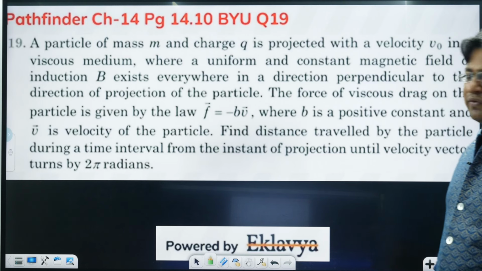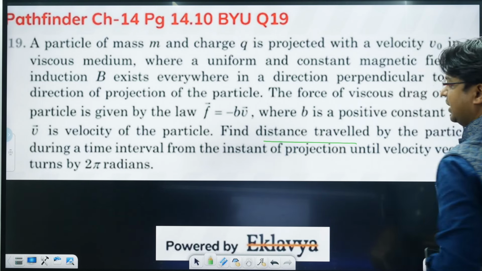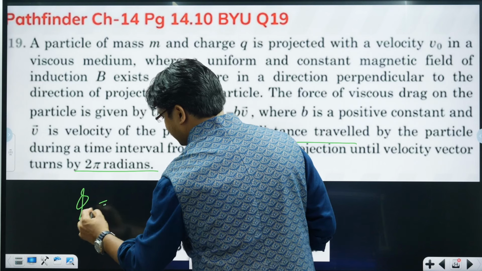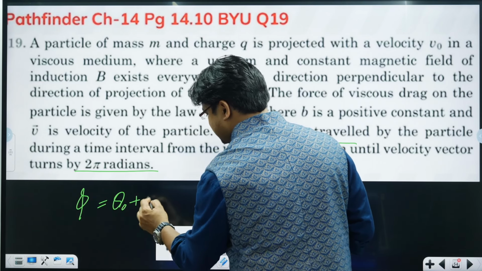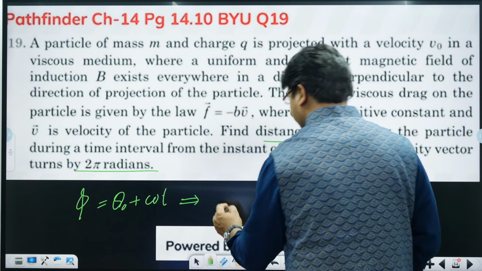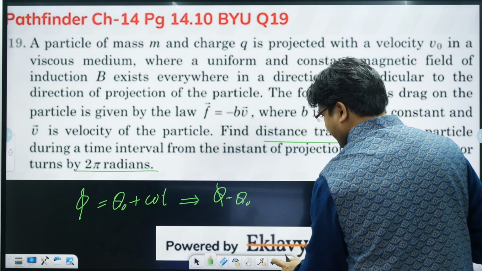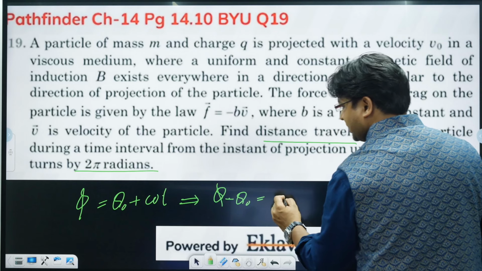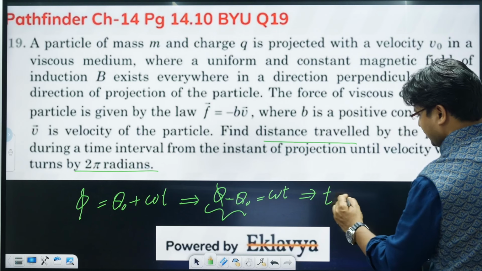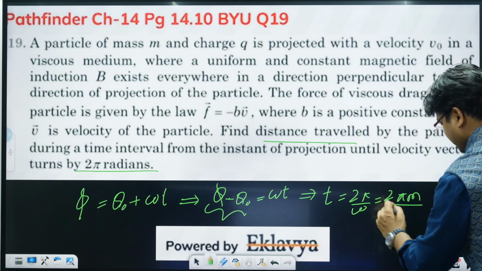So here we have to find out the distance covered in a period when the velocity vector turns by an angle of 2 pi radian. So we have written phi as theta naught plus omega t. So when it turns by an angle of 2 pi, it means the angular displacement, that means phi minus theta will become equal to omega t, and this value is 2 pi. So the time that we are talking about is 2 pi by omega, or you can say it is 2 pi m by qb.